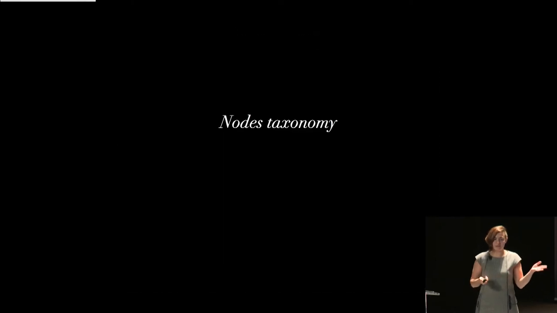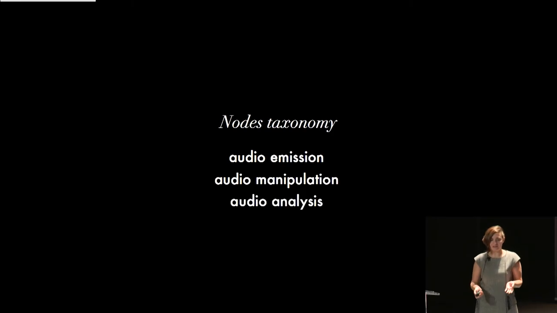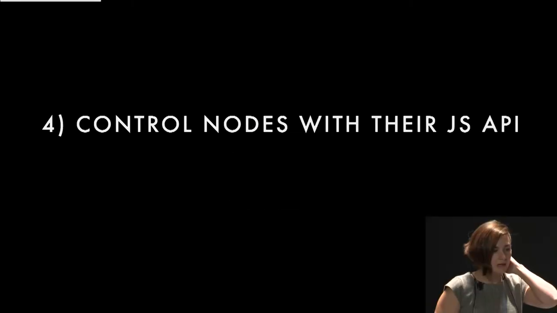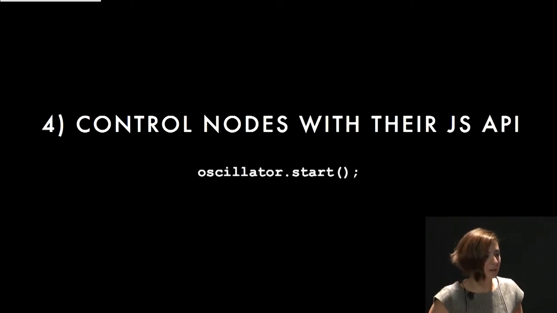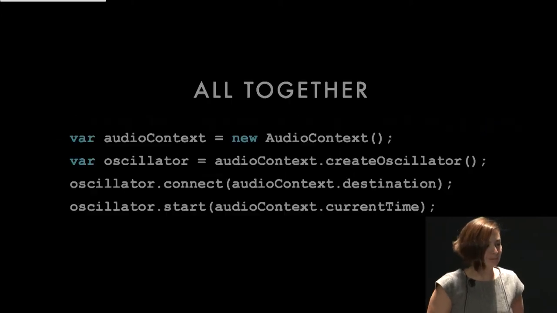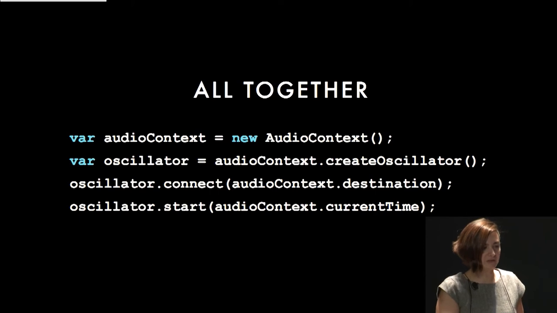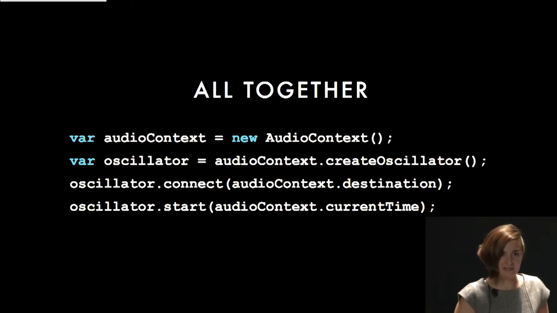As I said, there are several types of nodes. Some of them emit sound, others manipulate the sound, and others analyze the sound. And you can control them with a JavaScript API. It's all super easy. It's not weird or Martian or anything. So you just say, oscillator, start. It's not mysterious. And so altogether, this is how it looks. And that would generally emit a beep.